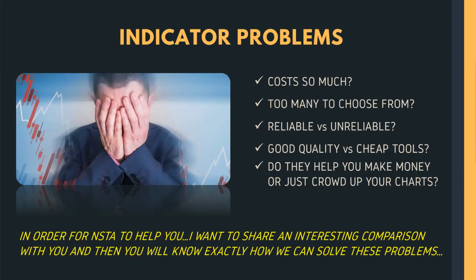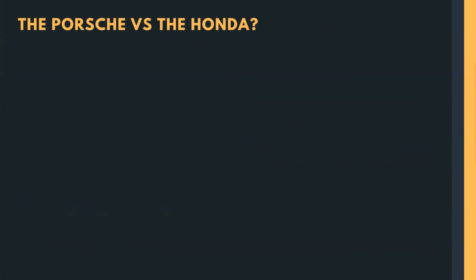And so what I wanted to do is solve this problem by telling you a little bit of a story. In order for me to actually help you in this webinar, I think it's really important to use a comparison so that you can understand how we can help you, okay? Because I do believe that we relate better with stories than just information, so that we can kind of put things into context. So the story I want to use to illustrate this is the Porsche versus the Honda, okay?